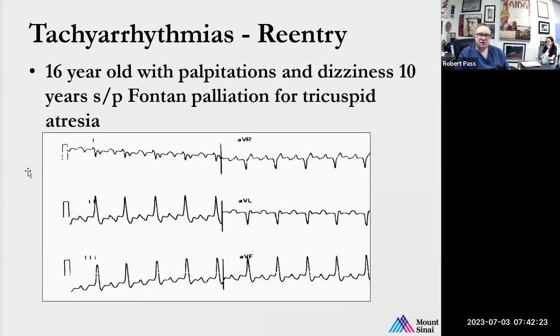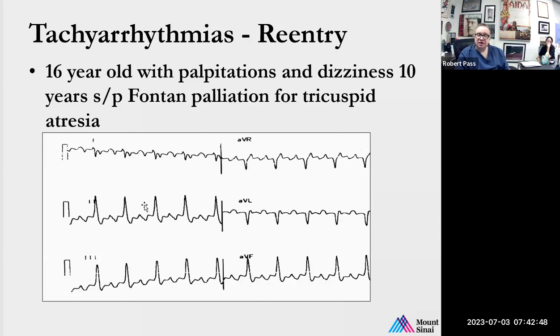Now, this is a 16-year-old with palpitations and dizziness 10 years following a Fontan palliation for tricuspid atresia. And now this is a terrible tracing. Every year I do this talk and I keep forgetting to change this tracing because there's no lines on it, so you have no idea what the heart rate is. But assume for the sake of discussion that this is a rate of 120.